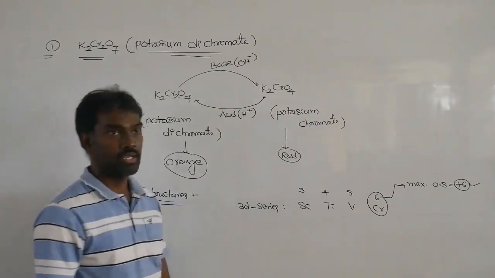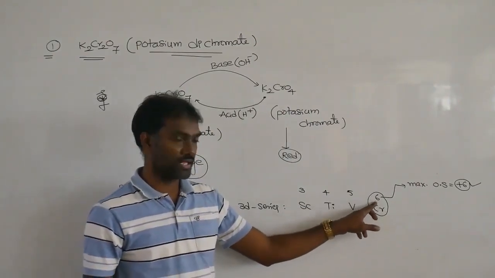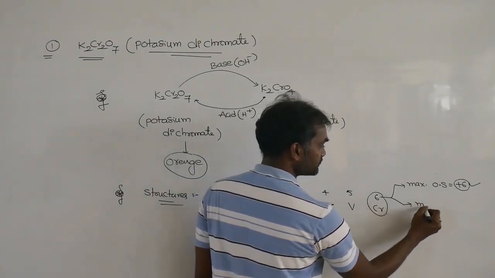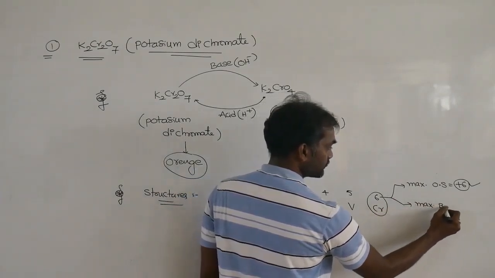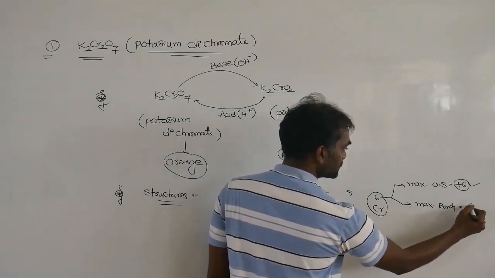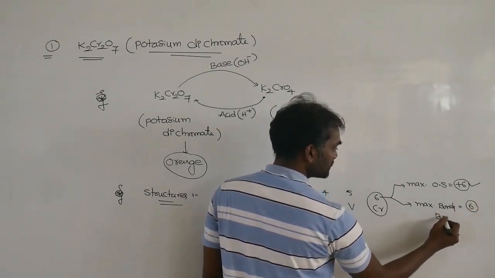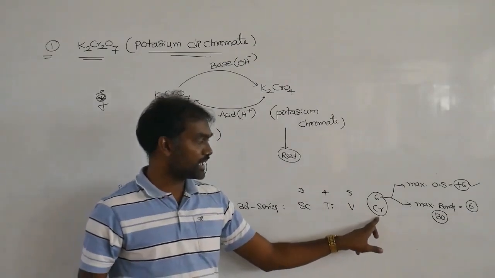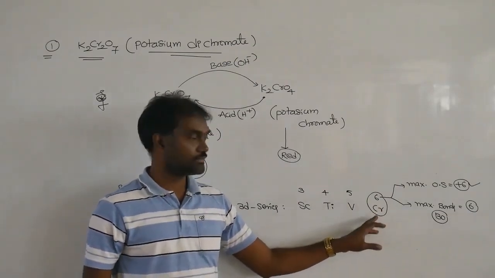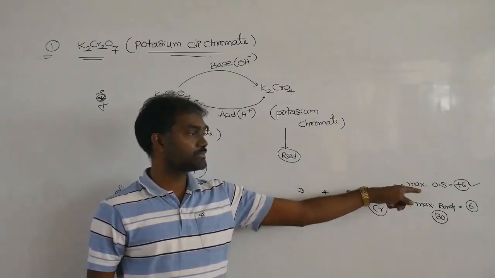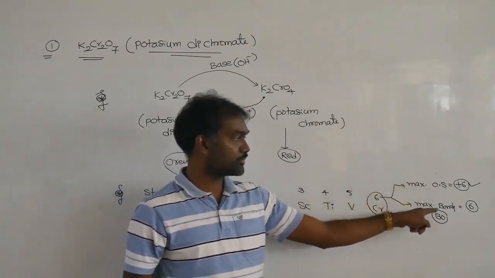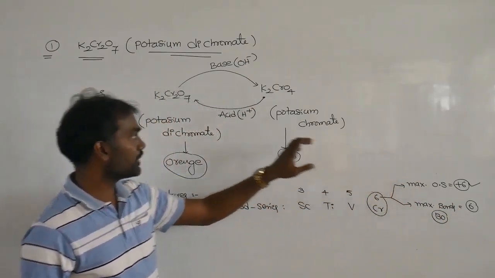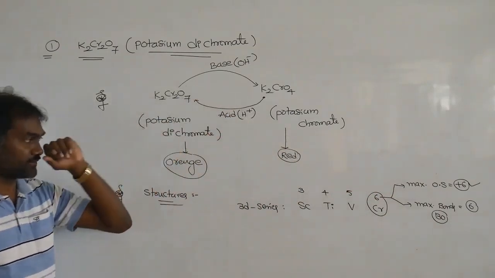Always remember, depending on the group number only, an atom can form maximum bonds. So maximum bonds is also 6. Maximum bonds means bond order also you can take. This is the minimum concept: whatever the atom, its maximum oxidation state is its group number, and that group number is the maximum number of bonds it can form. Based on this logic only, you can write the structures.